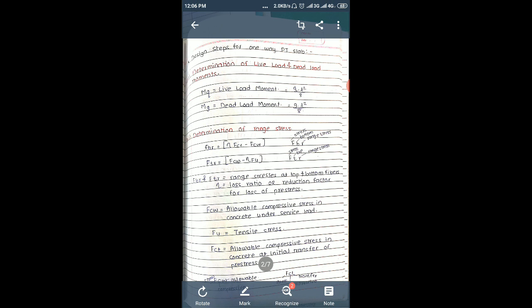Okay, so determination of range stress is, FBR is equal to eta FCT minus FCW. Just remember these signs. I will explain the meaning of each and every subscript part. And FTR is equal to FCW minus eta FU.